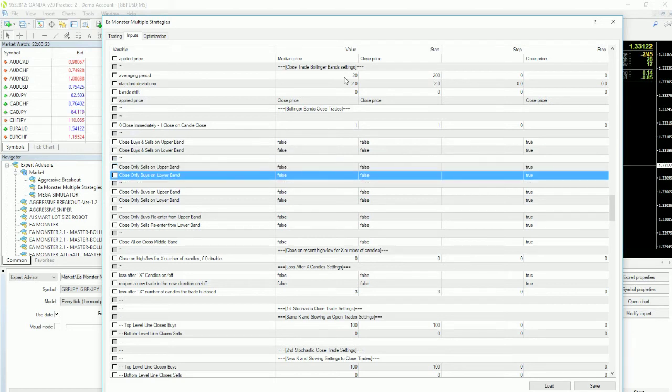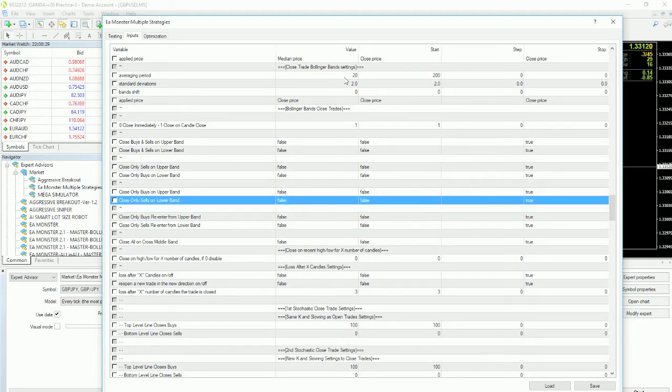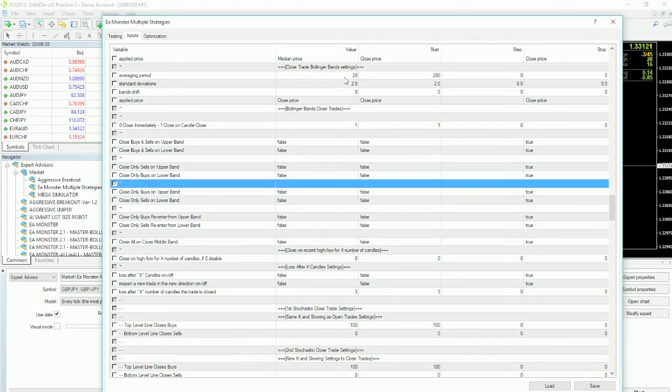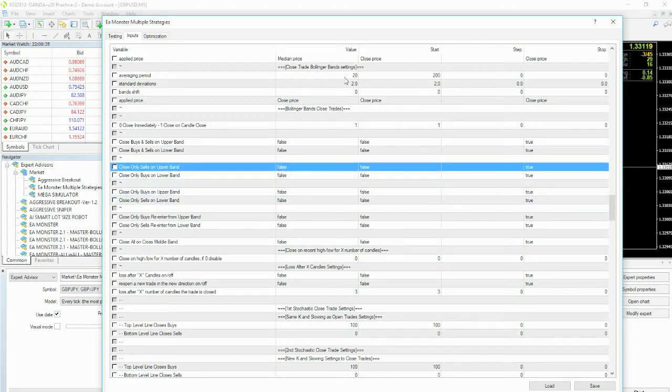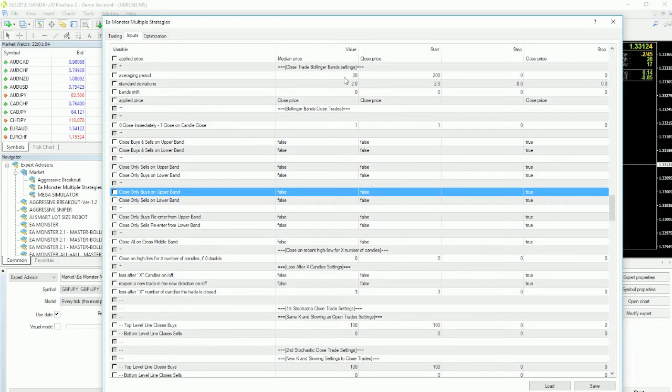This one here, close only sells on upper band, close only buys on lower band. Hopefully you understand that. Close only buys on upper band, close only sells on lower band. Obviously, you can use your imagination on why I have that. Close only sells on upper band would be, you have a sell trade going down and you're profiting, right? And you want a dynamic trailing stop loss. This is kind of like a dynamic trailing stop loss where the upper band's going to follow you, right? As you keep going down, the upper band's going to eventually come down and come down and come down. And eventually the trend will exhaust itself and it will bounce back and close itself on the upper Bollinger Band.